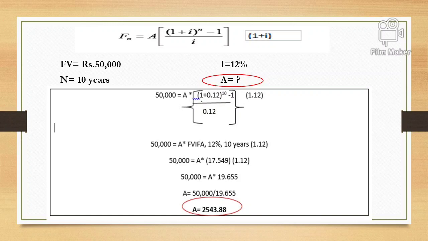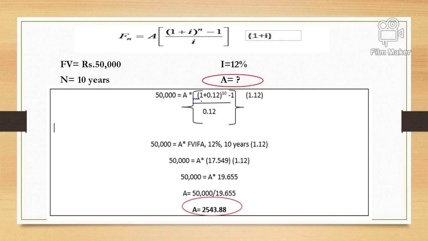So by replacing these figures into the formula, we get 50,000 equals the annuity that we are going to find out. Looking into the future value annuity table, the combination of 12% and 10 years gives 17.549. We can also solve with the help of a calculator. As it is annuity due, we multiply with one more rate of interest, which is 1.12. By multiplying 17.549 with 1.12, it is 19.655, which is the future value annuity factor.